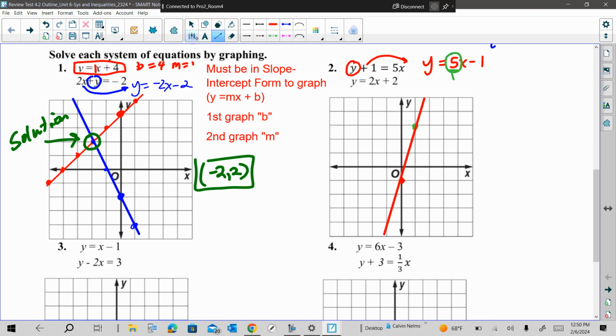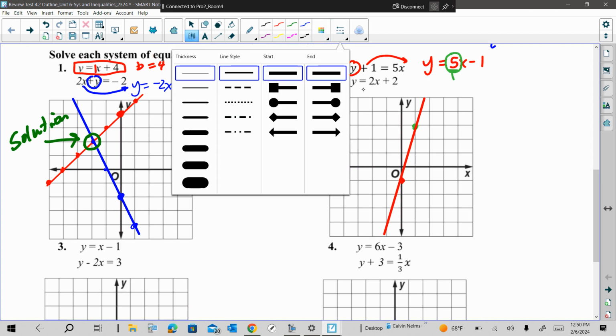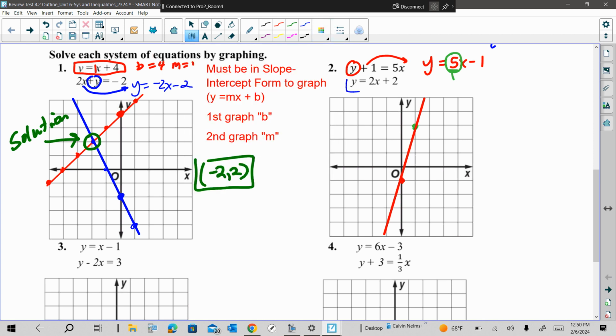And then the second equation is in slope-intercept form. Here, the y-intercept is 2. The slope is 2, so I'm going up 2 to the right 1, or I'm going down 2 to the left 1.